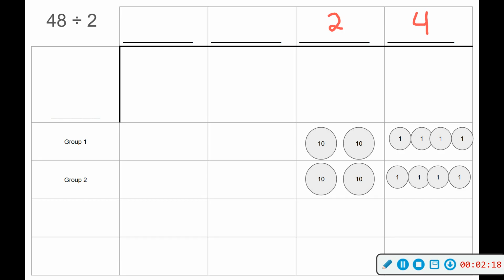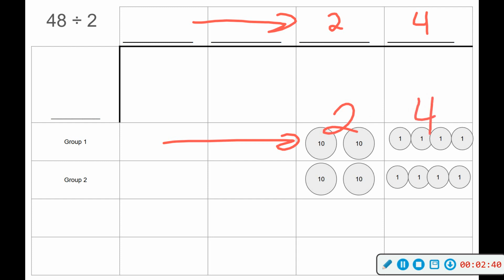So you might ask, how did we get 24 as our answer when we had 48? So what I'm doing is I'm taking those 48 and I'm putting them into 2 groups. And this answer is how much is in each group. So I'm just going to look inside each group. 2 tens is equal to 20. 4 ones is equal to 4. So therefore my answer is 24 in each group. Therefore I have 24 in every single group.